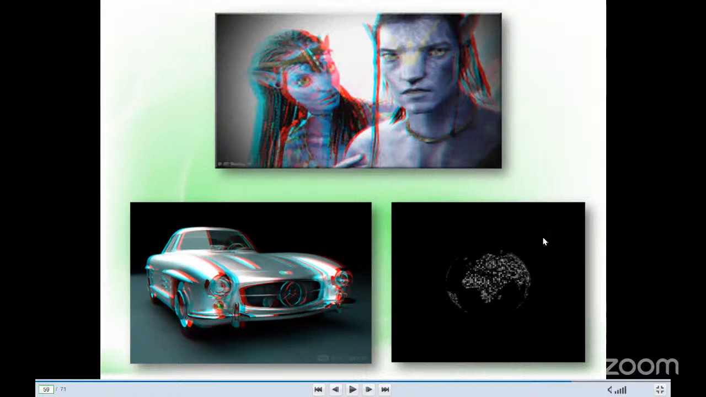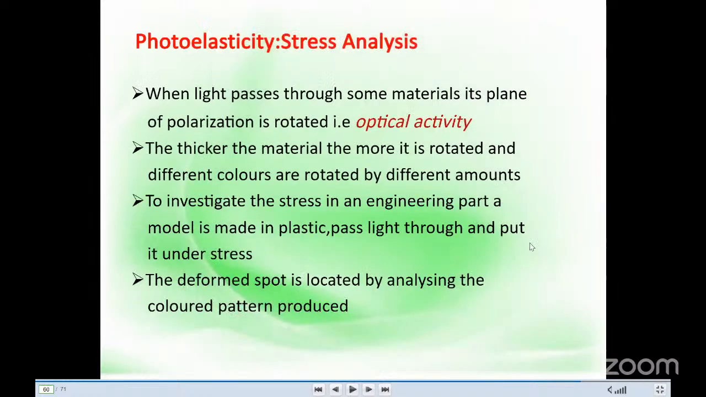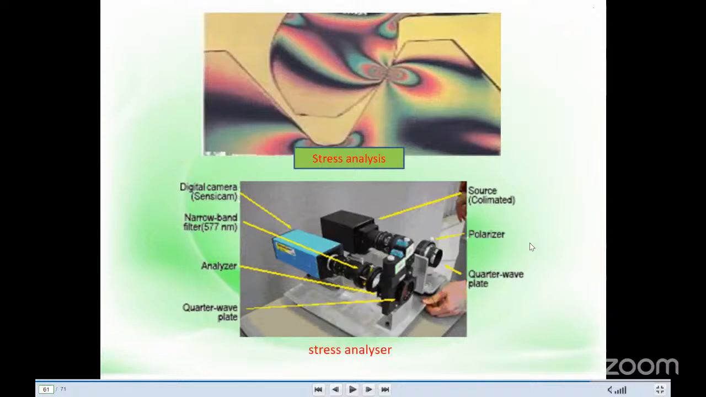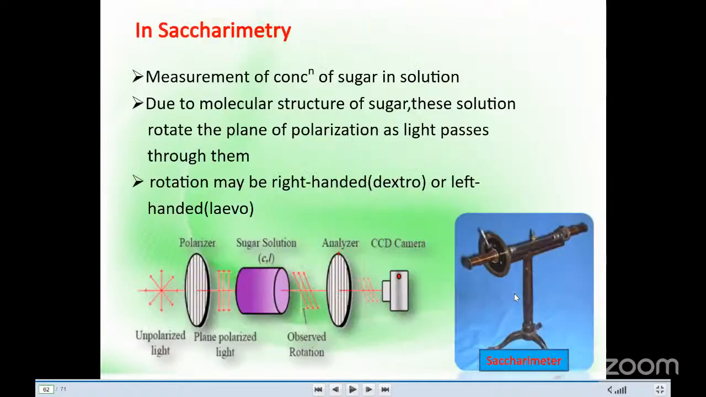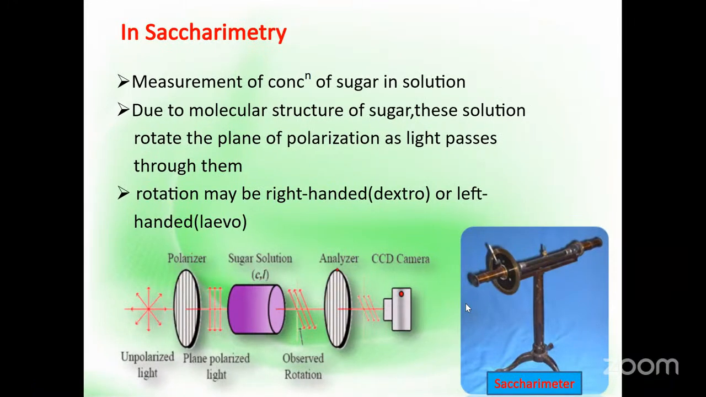3D films. See here. Avatar. And photoelasticity, stress analysis. This is the stress analysis. This is the stress analyzer. Saccharimetry. This is the Laurent half-shade polarimeter. This diagram. Measuring the concentration of sugar solution. Due to the molecular structure of sugar, the solution rotates the plane of polarization as light passes through the saccharimeter. This one.